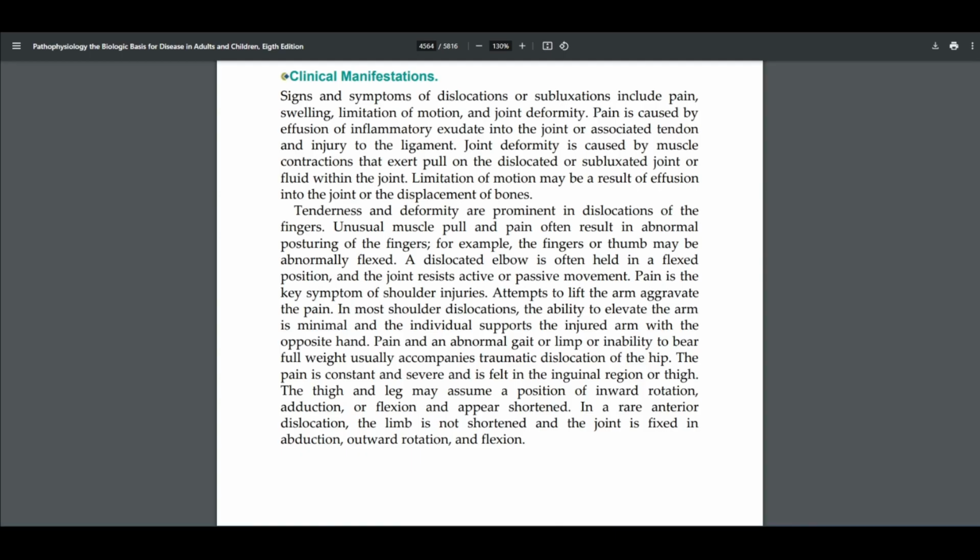Pain and an abnormal gait or limp, or inability to bear full weight, usually accompanies traumatic dislocation of the hip. The pain is constant and severe and is felt in the inguinal region or thigh. The thigh and leg may assume a position of inward rotation, adduction, or flexion and appear shortened. In a rare anterior dislocation, the limb is not shortened and the joint is fixed in abduction, outward rotation, and flexion.